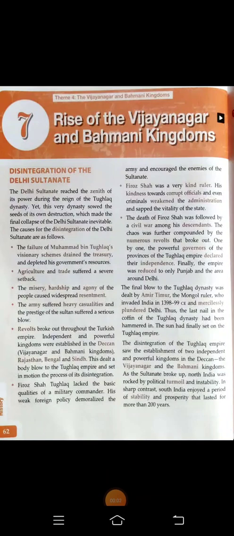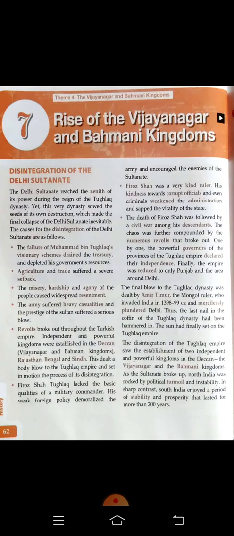Let's begin with chapter number 7 from your history book of grade 7, and the name of the chapter is Rise of the Vijayanagara and Bahmani Kingdoms. Disintegration of the Delhi Sultanate. We have already come across this in our previous chapter.